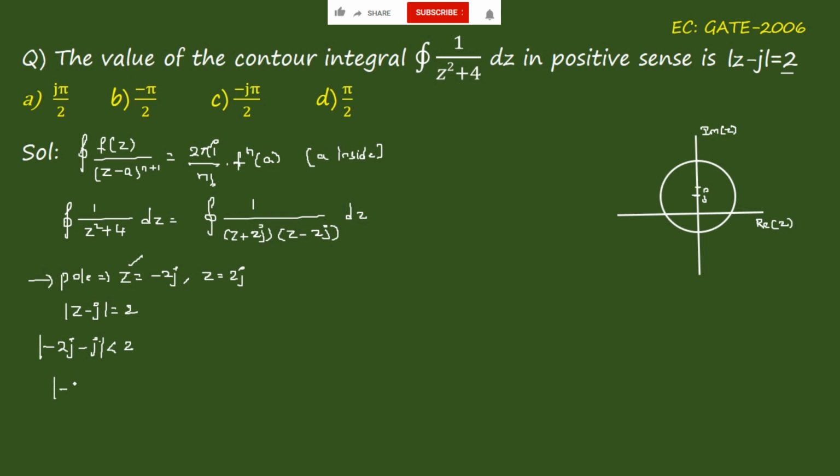So it becomes mod of minus 3j, which should be less than 2. You can see that 3 is not less than 2. It's not satisfied. So we can see that minus 2j will be outside the circle.